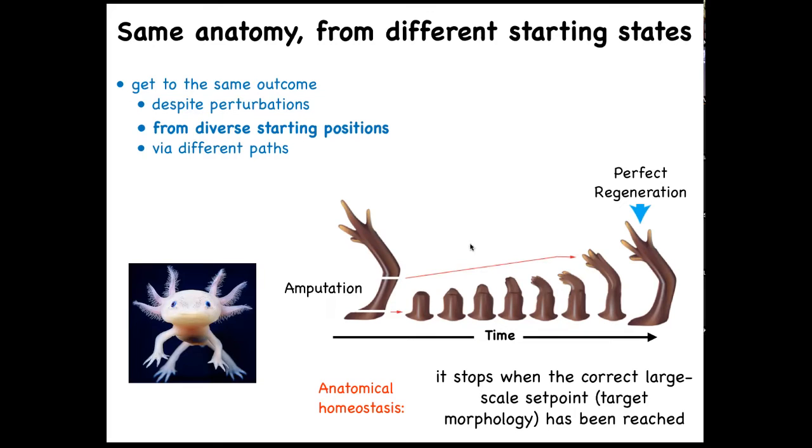So what you're seeing here is a kind of error minimization scheme. You're seeing the system, no matter where it starts from, here or here, it will do what it needs to do. When it gets to the correct position in anatomical morphospace, that's when it stops. So you can think about this as a kind of anatomical homeostasis.